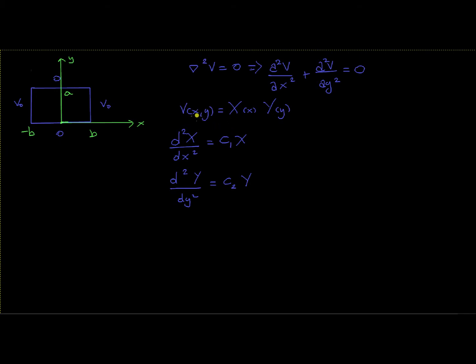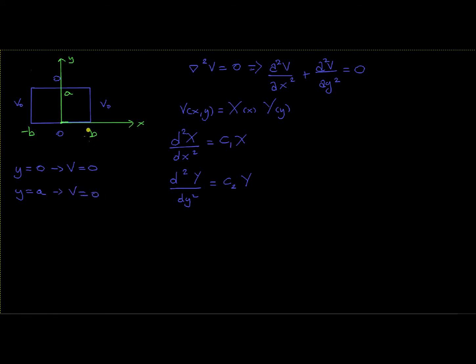So I set the potential to be the uppercase X that depends on x only, and uppercase Y depends on y only. And then using this in Laplace's equation, you obtain the two ordinary differential equations, the same as the ones we've seen in the past. Now, in the y direction, these are going to be my boundary conditions. When y equals 0, I know that the potential there needs to be 0. And when y equals a, similarly, I know that the potential needs to be 0.